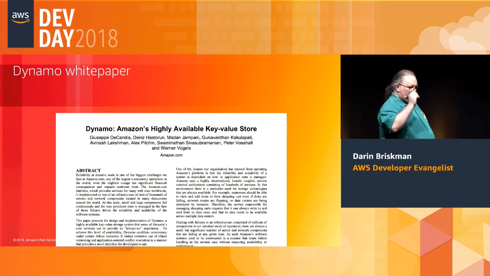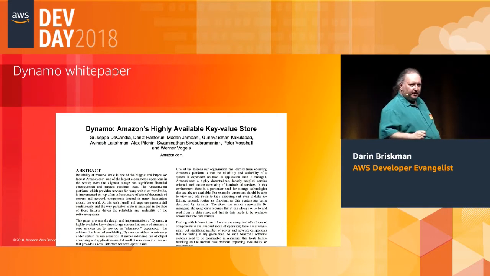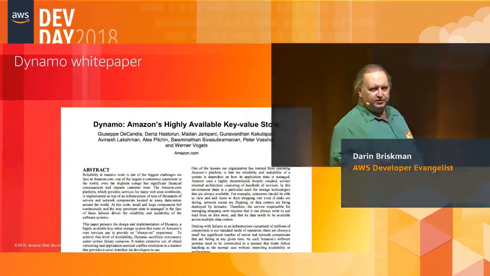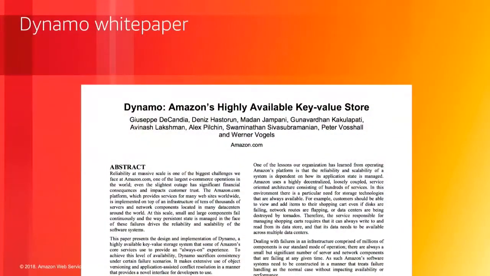Initially, we created Dynamo at Amazon because the databases available to us were not doing what we needed them to do. Dynamo was initially created at Amazon around 2004 because we were growing too fast and we were outgrowing the capability of MySQL or any relational database to cover our needs. They didn't scale high enough. They weren't fast enough.